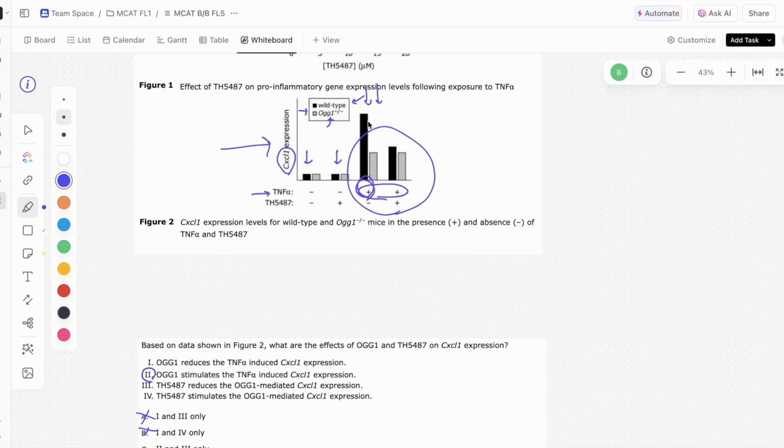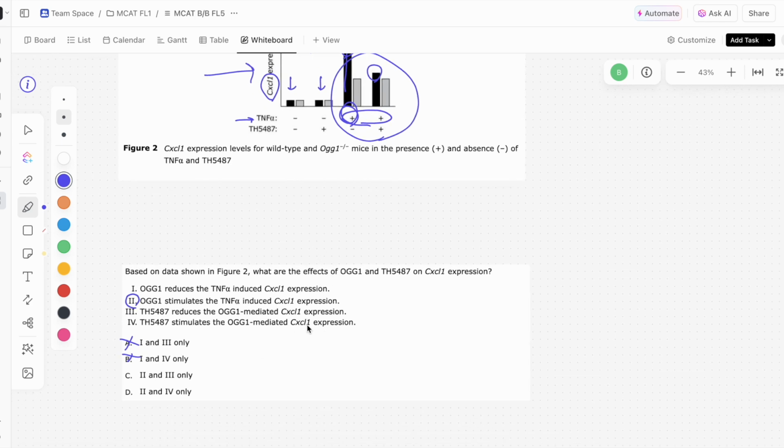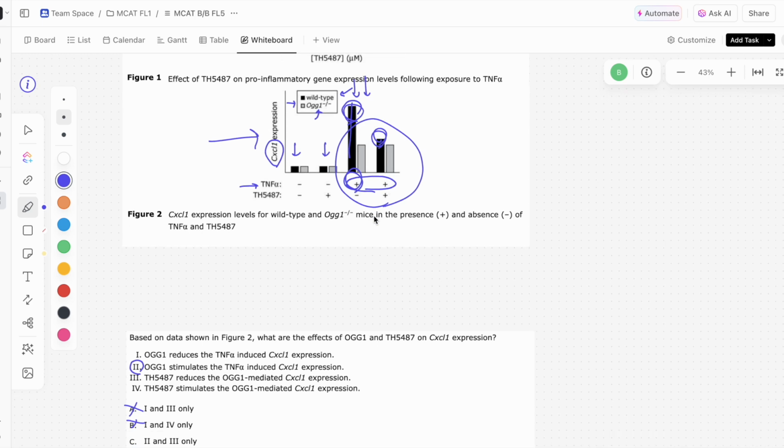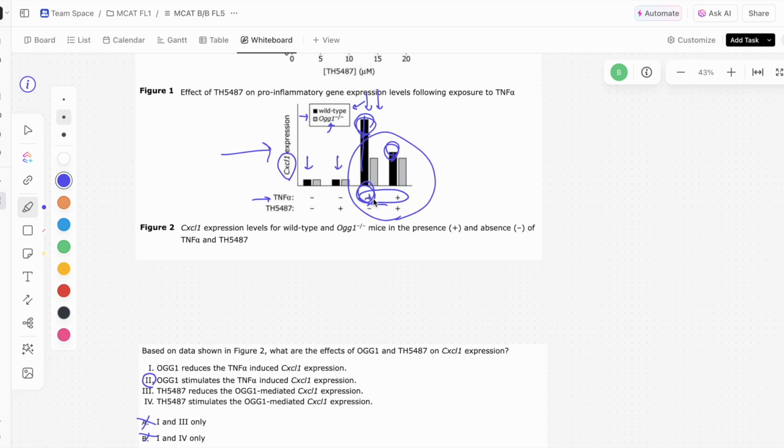Now what are we comparing? We're comparing these two black lines, this one right here and this one right here. Why? Because these are the wild type mice that have that OGG1 gene. Remember, these gray bands don't have the OGG1 gene. So if we're looking for OGG1 mediated CXCL1 expression, we're going to want to compare these black bands because those are the ones that have OGG1 in the mice. Now let's take a look. These conditions are the same, right?